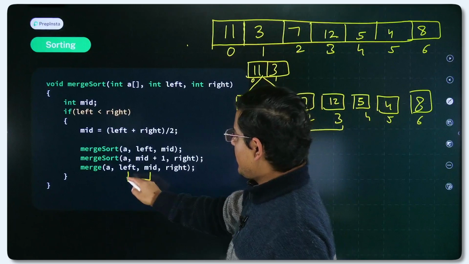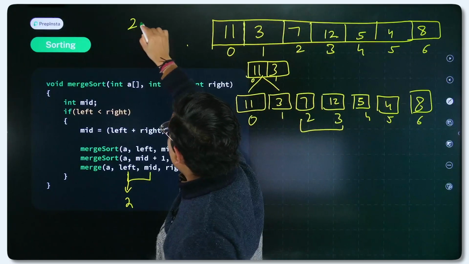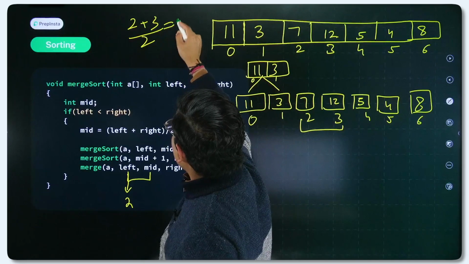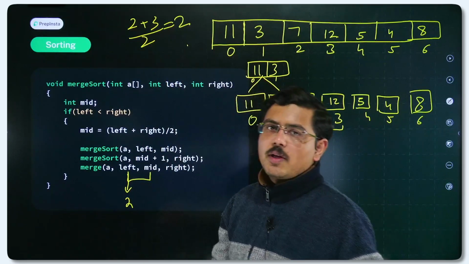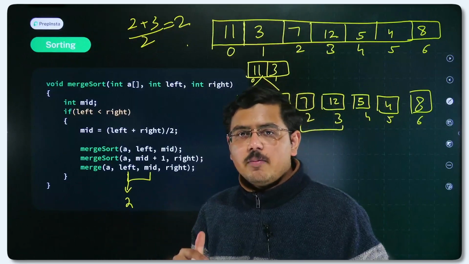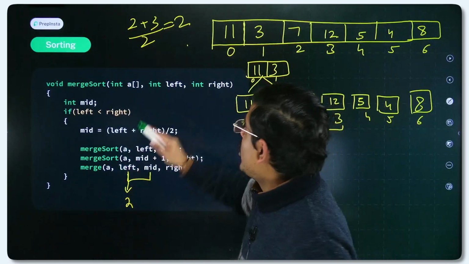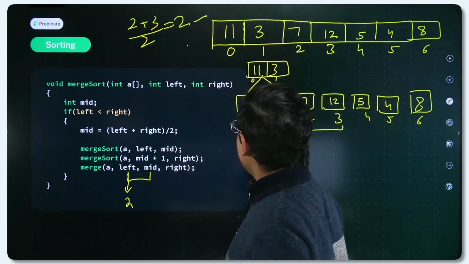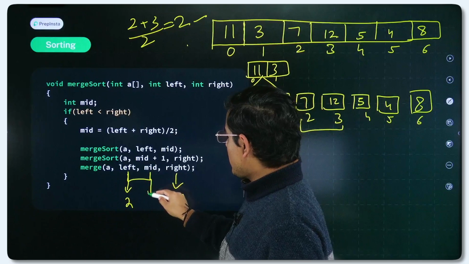Left and mid. Left is 2. Mid for this, 2 plus 3 by 2. In this case, mid would have been 2 only, because 2 plus 3 is 5. 5 when divided by 2 gives 2 as the quotient and 1 as the remainder. So 2 is what you get as mid, and right would have been 3. Both the values are 2. This is also 2, na?